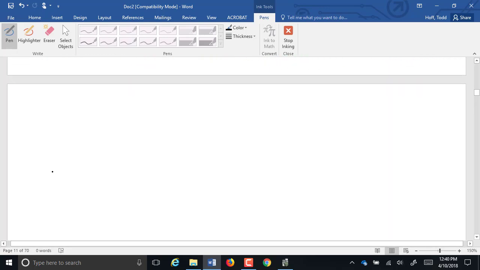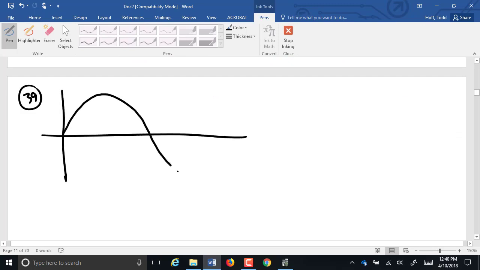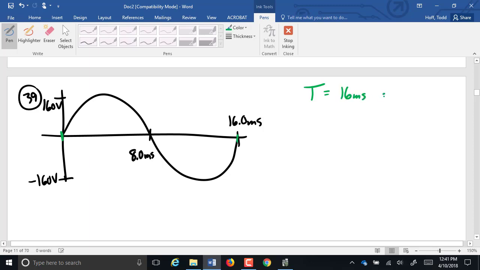So let's look at number 39. 39 gives us a sine wave. This is 160 volts, negative 160 volts. This is 8.0 milliseconds, 16.0 milliseconds. What is the period? Perfect, 16 milliseconds, or 0.016 seconds. Either one is fine.